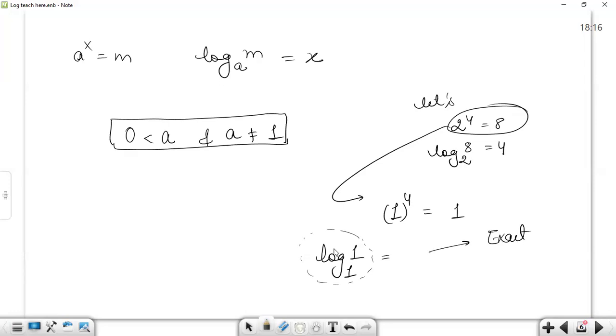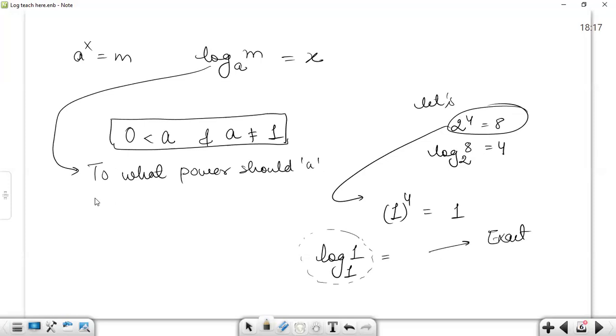Why so? Because think of it. What is a logarithm? What does it say? This particular logarithm function is saying: to what power should a be raised to become x? Do you agree that the logarithm function is asking this question?